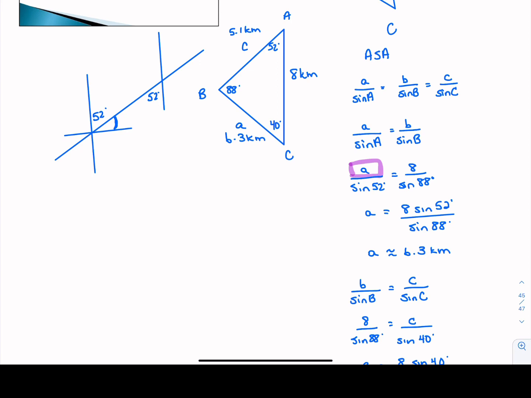So if we add all of those together, we have a total distance measuring 19.4 kilometers. So if we start at point A and work our way back all the way around to point A, we'll have a total distance of 19.4 kilometers. Once again, because this is an application, you need to state your answer in a very clear, well-defined sentence.